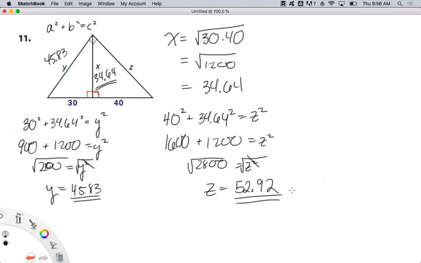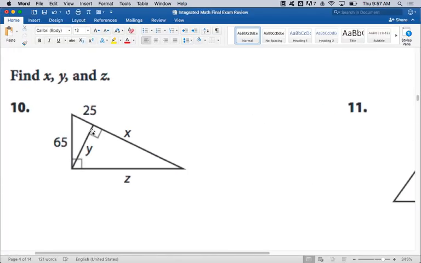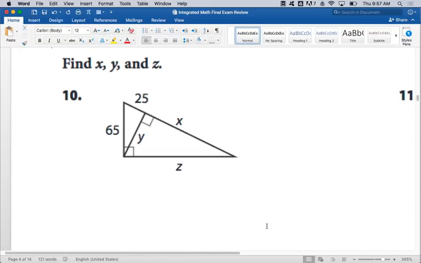Now, this is it, but I want to just direct your attention to number 10 real quick to take a look at something. Okay? So, let's take a look at number 10. This one's a little bit different. I'm not going to do this one, I'll leave you to do it. Who could tell me how to get y? You do 25 squared plus y squared equals 65. Very good. Pythagorean Theorem. 25 squared plus y squared equals 65 squared.